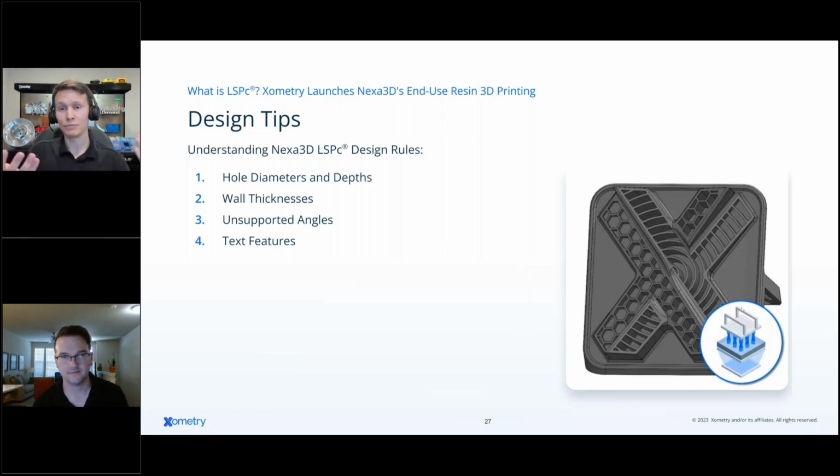The good news is it's very similar to a lot of designing for DLP type systems in general, just because that's how this technology works. But one of the things you need to understand is that it is drawing your part out of a liquid resin bath, so it's held upside down. Whenever we're talking about angles, imagine the part upside down.